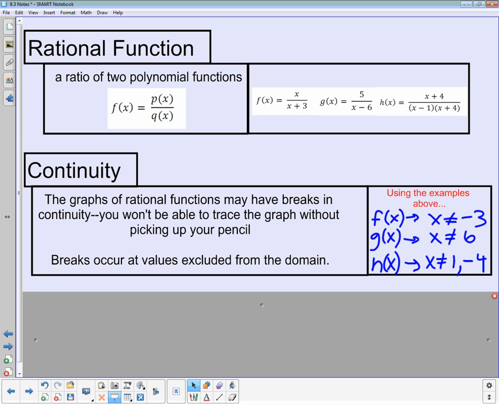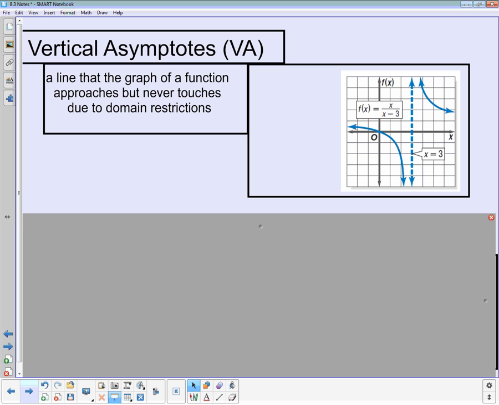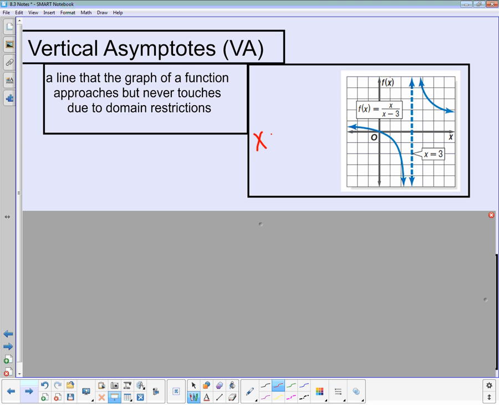Let's take a look at vertical asymptotes. This is one of the types of breaks in continuity. A vertical asymptote is a line that the graph of a function approaches but never touches due to the domain restriction. It approaches, but it never touches it. In that example, for f of x, x over x minus 3, the line x equals 3 is a vertical asymptote, and that goes back to that domain restriction. x equals 3 is your vertical asymptote there.